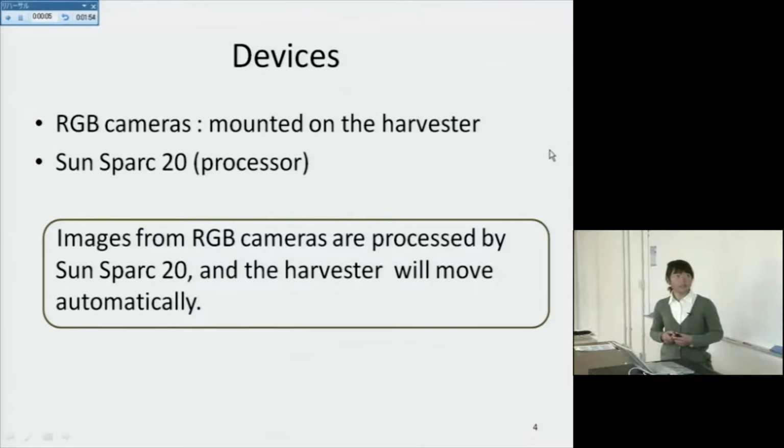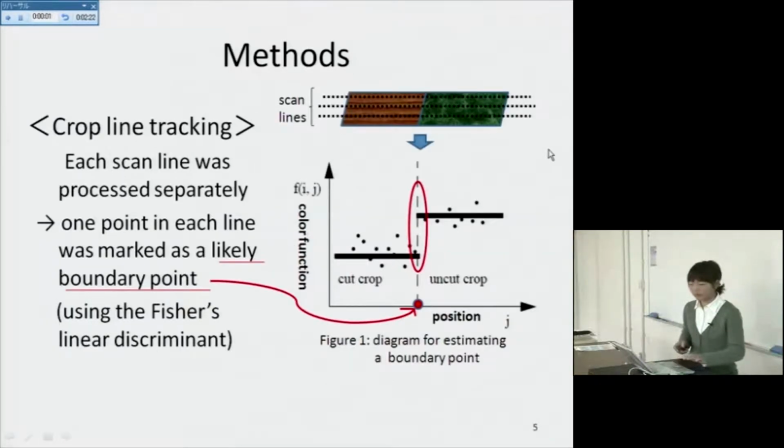The devices are RGB cameras which are mounted on the harvester, and a processor named SunSpark 20. Images from the RGB cameras are processed by SunSpark 20, and according to the processed data, the harvester will move automatically. This is a method of the crop line tracking system.